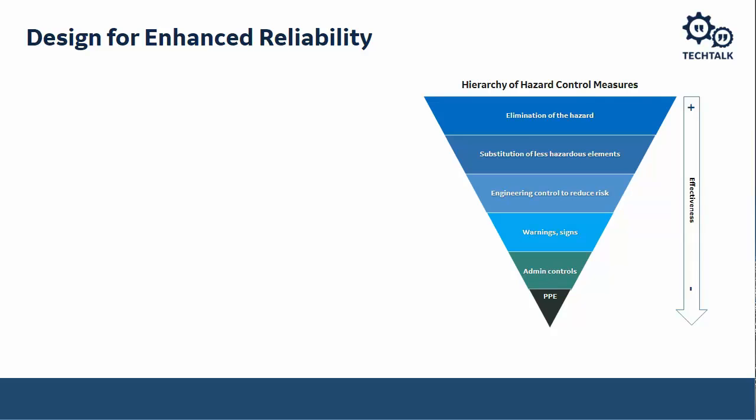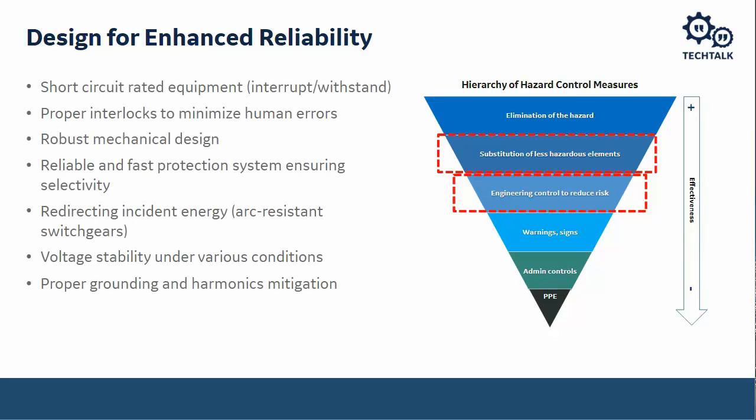Where if we can eliminate the risk, we're going to focus on these two areas here, trying to design our equipment to handle that short circuit, proper interlocks. We want to have some ways to prevent people from getting in situations where they're energized. Ideally, we can work in a de-energized cabinet, but if we can't, we want to try to put as many safety factors as we can in place.